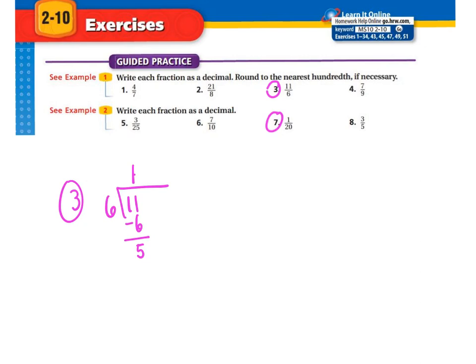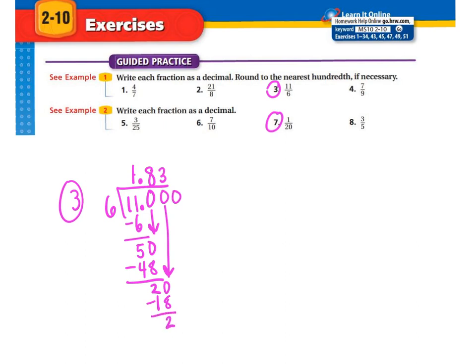So now is when I'm going to add my decimal, bring it up into my quotient, straight up, add a 0, bring it down. 6 into 50 is going to go 8 times. 8 times 6 is 48. Subtract, 50 minus 48 is 2. Less than 6, we're good. Let's add another 0. 6 into 20 goes 3 times. 3 times 6 is 18. Subtract, remainder 2. It's less than 6 again.